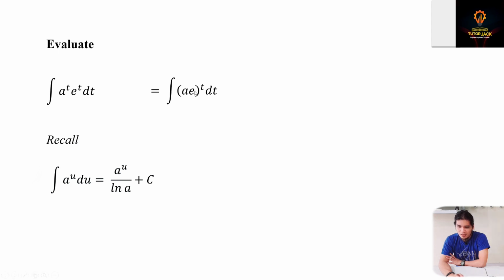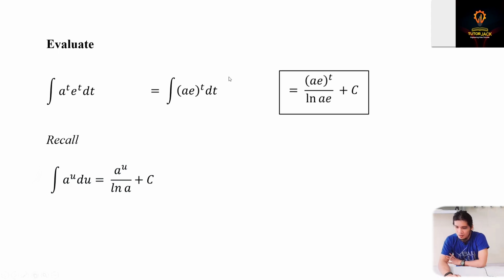And then, your a is your ae. Therefore, diretso na yung sagot: a to the u, so (ae) to the u, which is t, divided by ln a. So, ang a natin ay ae. So, yun. That's it for this problem.